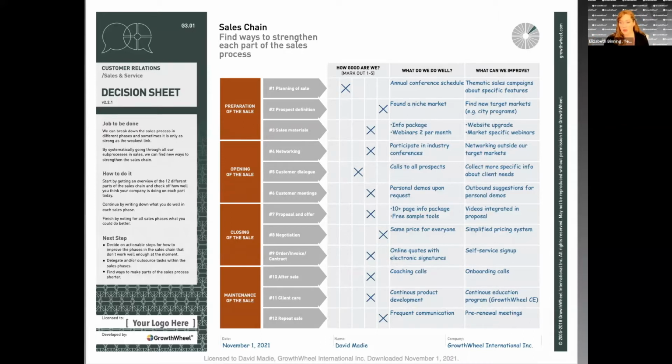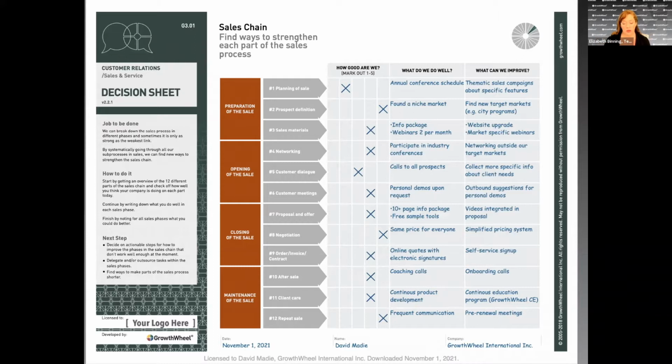So that's an example of how we filled it out from GrowthWheel's perspective, but that might be helpful to show your clients and walk them through it. Again, the decision sheets, I always tell my clients, they're not going to give you the right answers. They're going to ask you the right questions, and they're just brainstorming tools. So you can play around with it and figure out what's best for you. So that is one decision sheet.